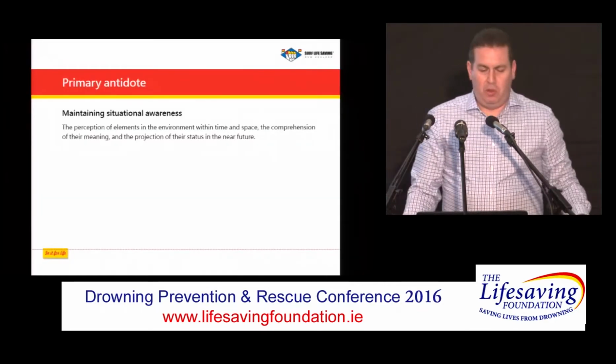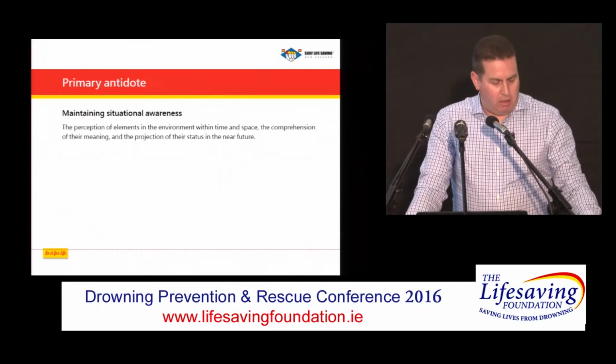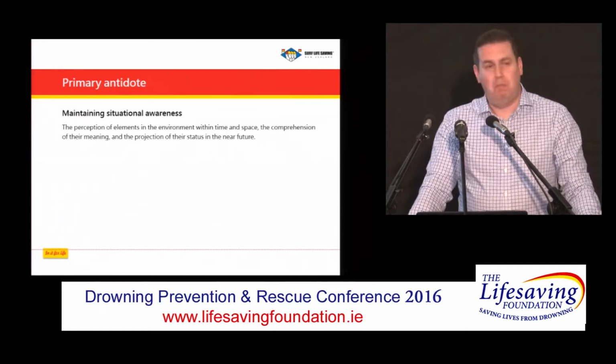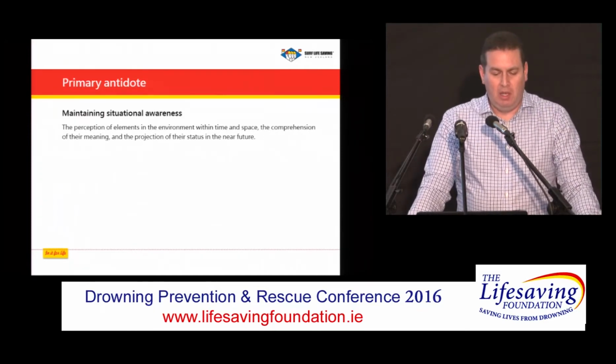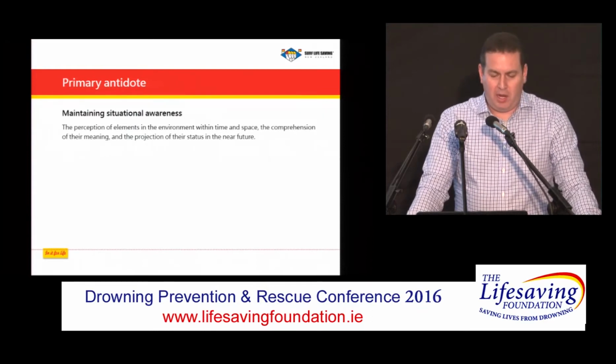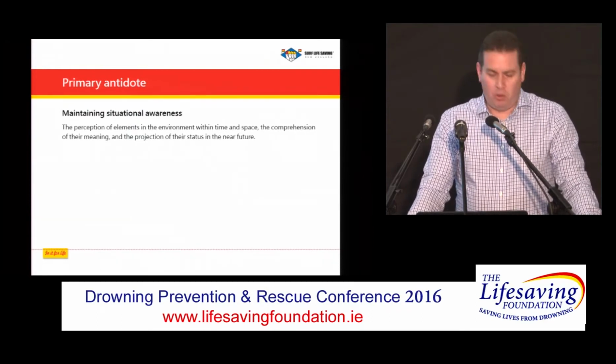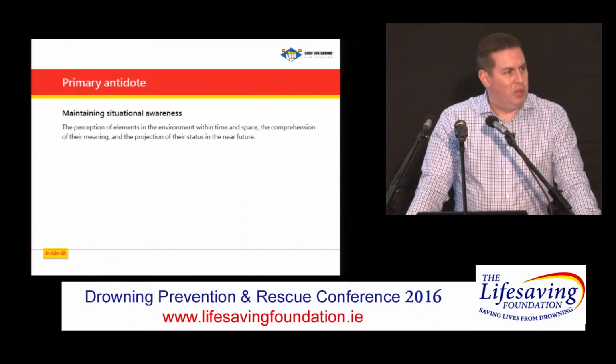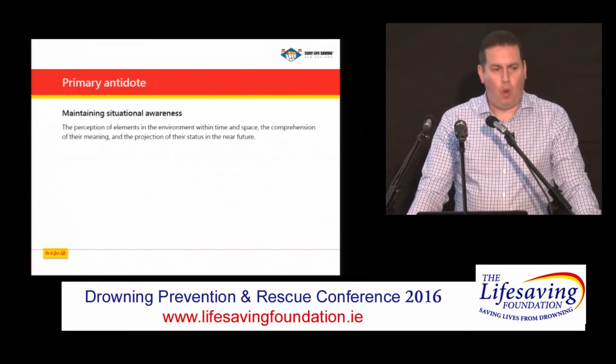So, how are we going to cope with all these human factor errors? Well, the primary antidote is maintaining situational awareness. And the definition there we can break down very simply as knowing what's going on, processing inputs and information, and thinking about what may come next.